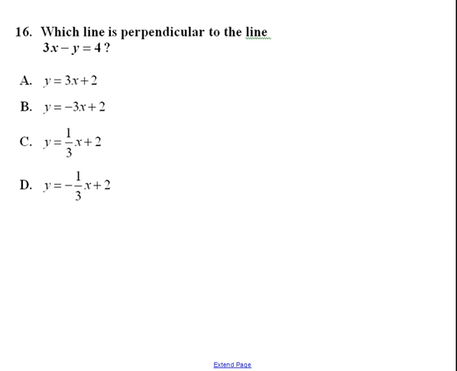You can do that problem. Alright, number 16. This is another one that's a little bit different than what they ask us to do on our actual exam.